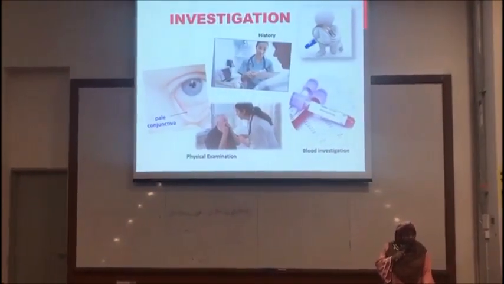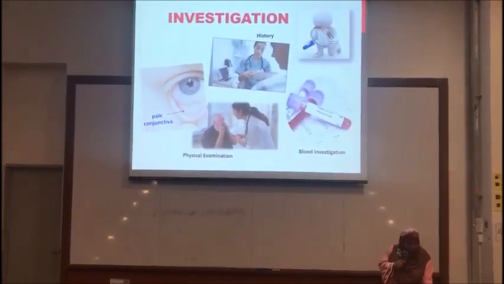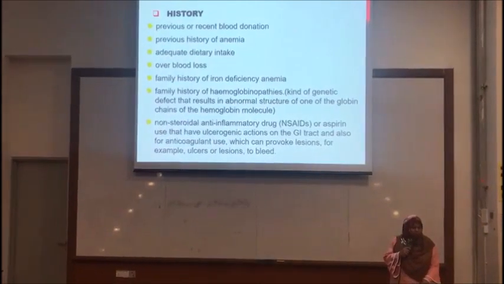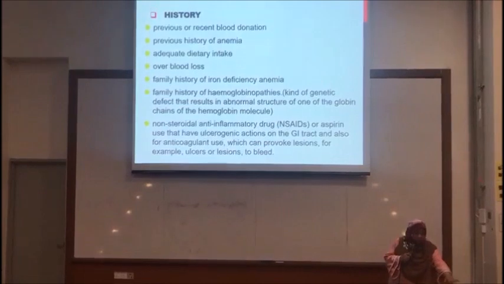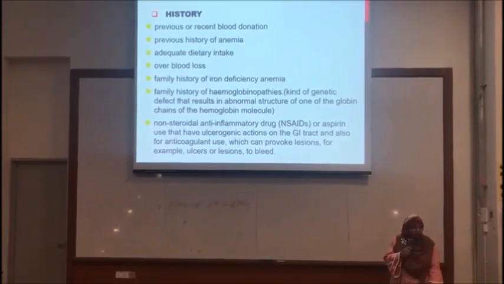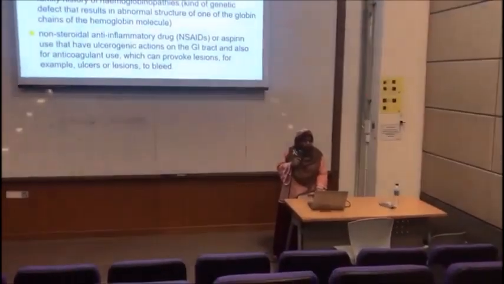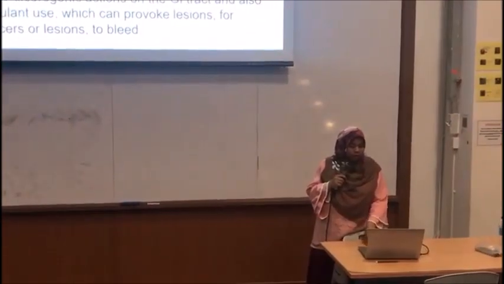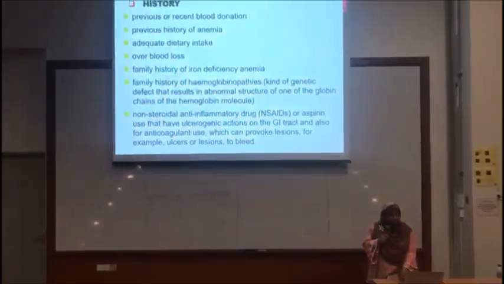Okay, my name is Salma. I will continue with the investigation of anemia. Before we get to the investigation, we should have the history of the patient. We ask about previous or recent blood donation, previous history of anemia, adequate dietary intake, overt blood loss, and family history of iron deficiency anemia.